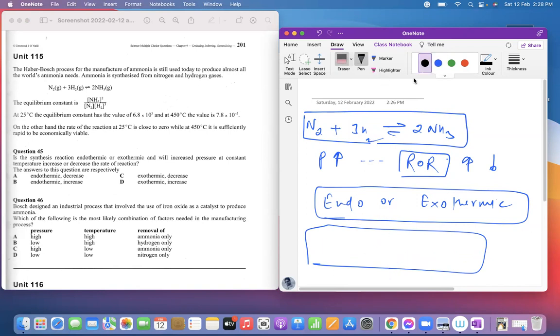Make sense about association? If it is association, then tell me what will happen, exo or endo? Yes, very good. Exo. So A and B are completely wrong. Now we have C and D. Okay, so we are done with exothermic. Now the second question. Tell me what will happen if you increase the pressure.